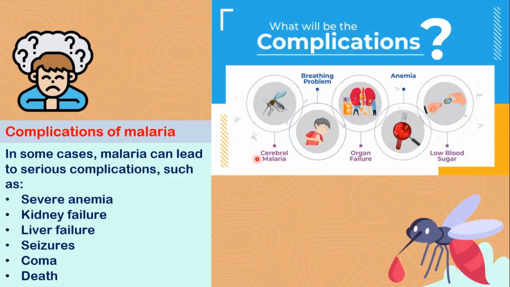If you look at this, we can see cerebral malaria. Under cerebral malaria, we can include seizures. The second one is breathing problems. Malaria can cause breathing problems also. We discuss organ failure. Under organ failure, we discussed kidney failure, liver failure, severe anemia, and finally low blood sugar.